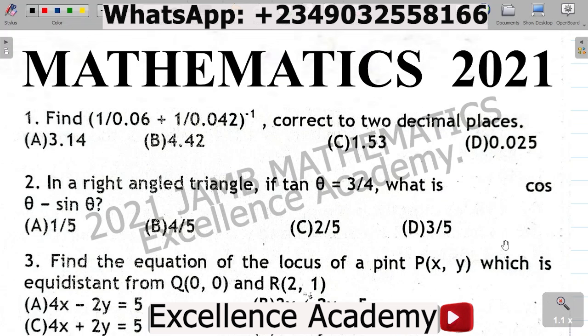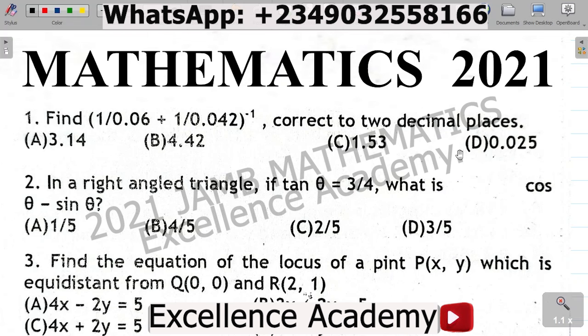Let's look at the solution to the 2021 JAMB Mathematics exam question 1 to 10. Question 1 here says, find (1 all over 0.06 plus 1 all over 0.0042) to the power minus 1, correct to 2 decimal places. Option A, 3.14. Option B, 4.42.